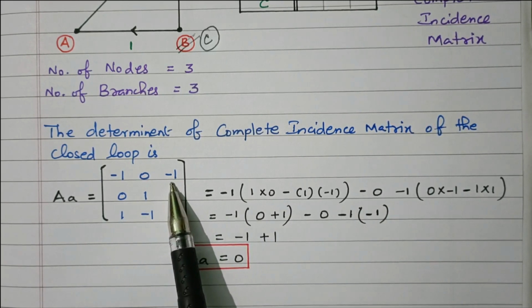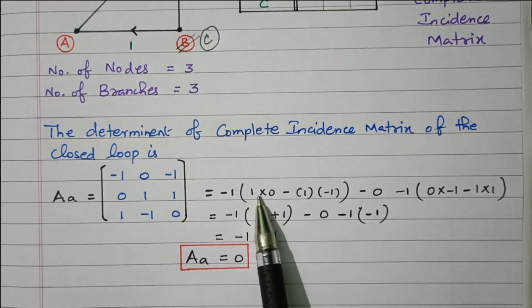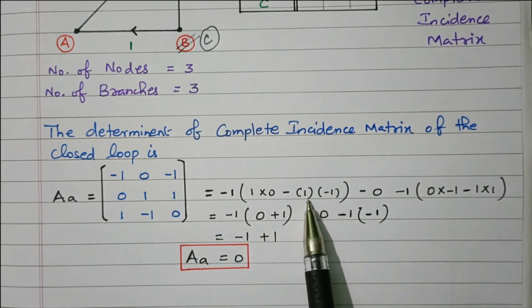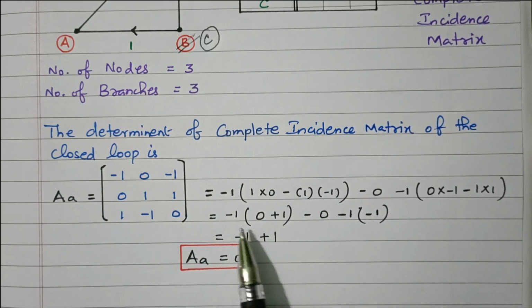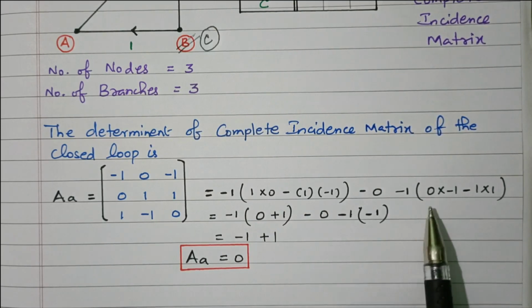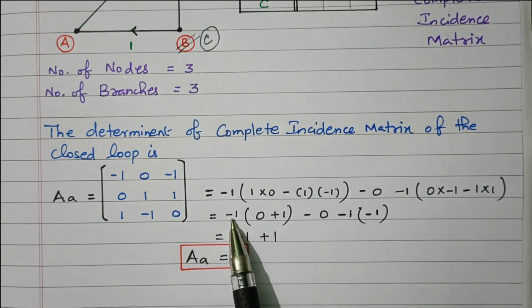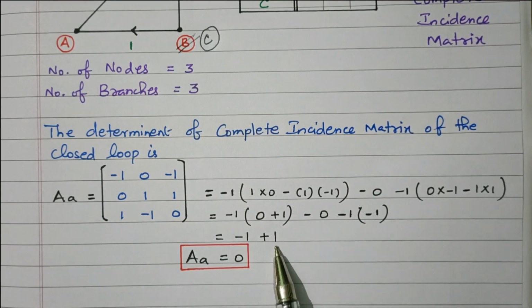Then the third column, -1. We have to multiply these two: 0 into -1 minus 1 into 1. So 1 into 0 is 0, and 1 into -1 is -1. Already your -1 is there, so +1. Outside one -1 is there. The second value is 0. The third value, minus 1 into this value is 0, 1 into 1, 1 minus 1. Here minus 1 into 1 is minus 1. Here minus 1 into minus 1 is plus 1. So minus 1 plus 1 is finally 0. So the determinant of the complete incident matrix is 0, hence it is proved.